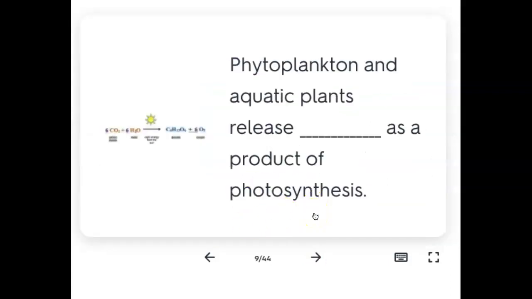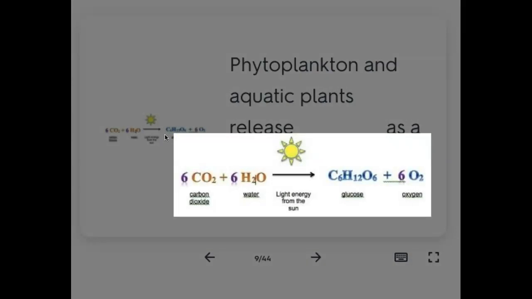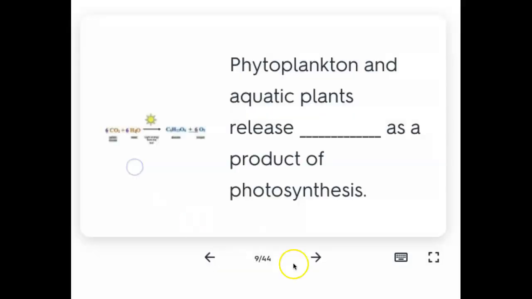Phytoplankton and aquatic plants are going to release oxygen as a product of photosynthesis. So this is just your standard equation for photosynthesis. Photosynthesis is going to use carbon dioxide and water in order to produce glucose and oxygen.